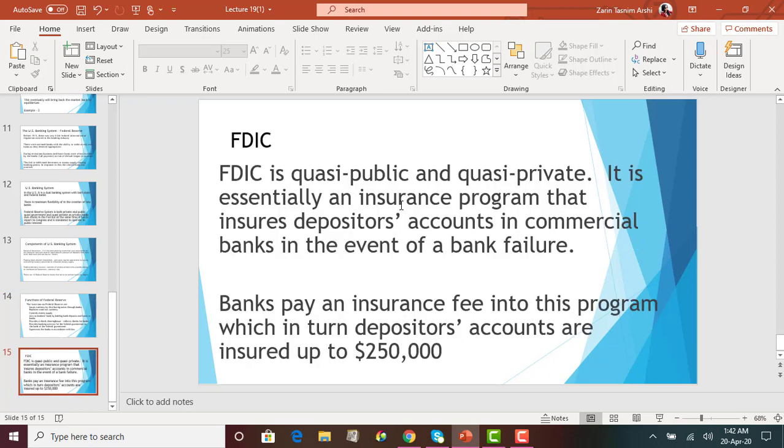One last entity that we need to know and talk about in this chapter is the FDIC. This is again a half private and half public entity. Basically, private citizens have ownership in it, as well as it is controlled by the government. But basically, it is an insurance program.